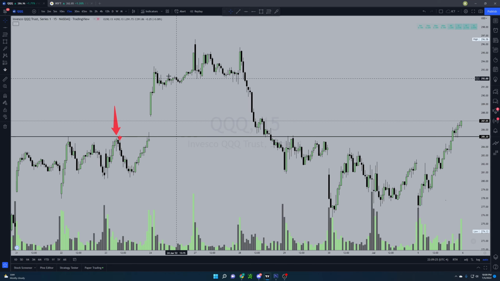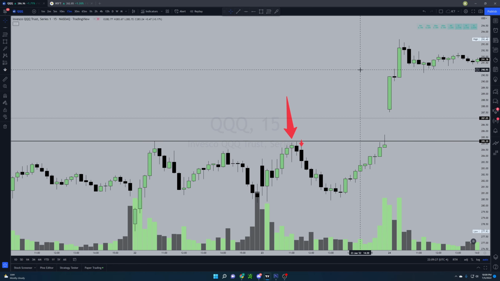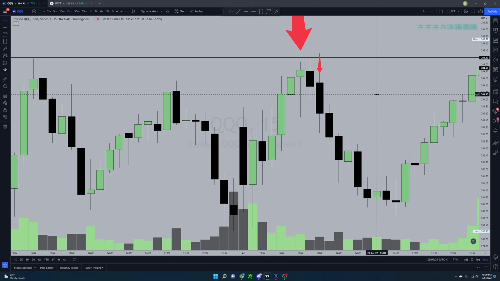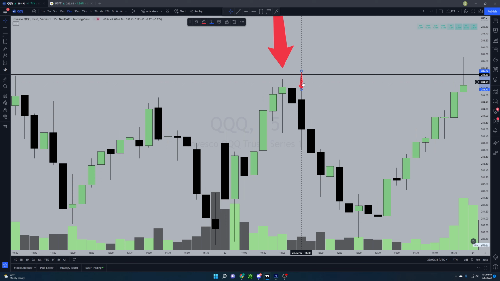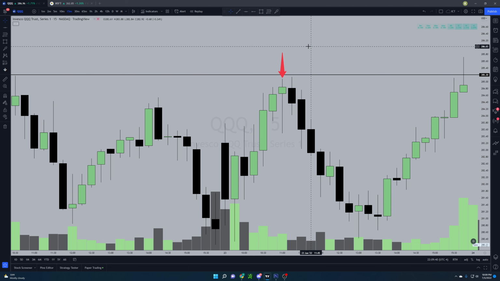If you go up to a 15, you'll see a similar story. You'll see this candle here. What is this candle? This is easy.